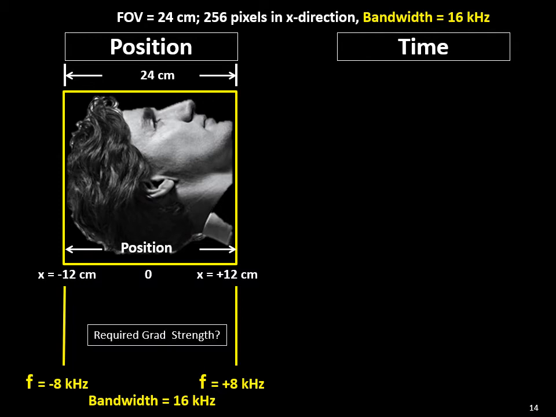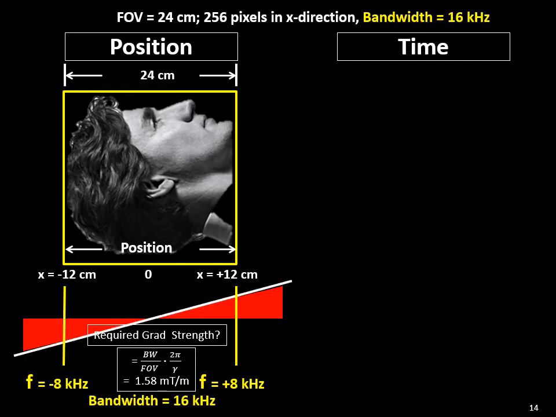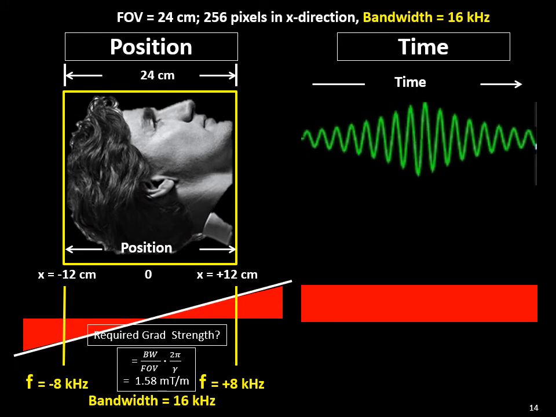What's the required gradient strength? We use the same formula of bandwidth over field of view times a constant, and we find that we only need half as strong a gradient. We apply this half as strong gradient across the body part, and we apply it for a certain length of time over which we receive the signal.